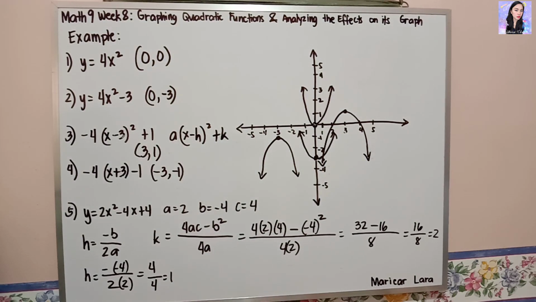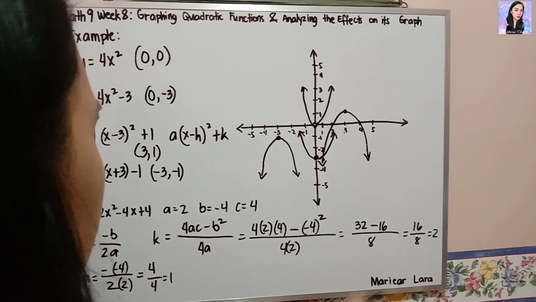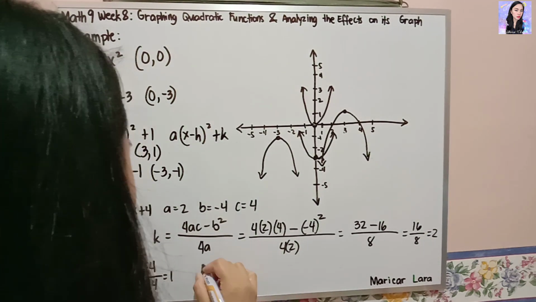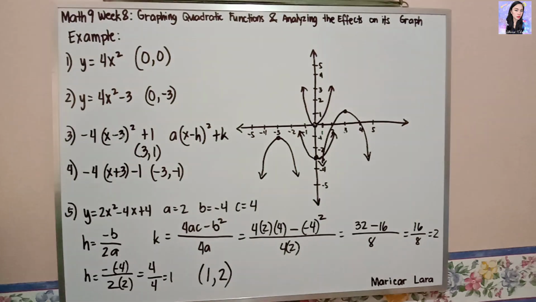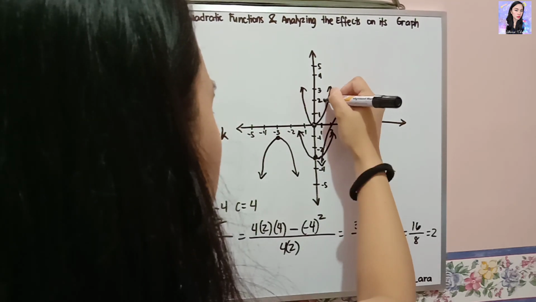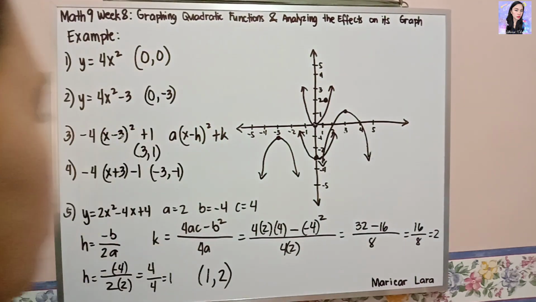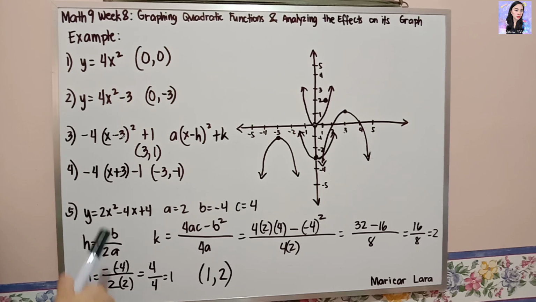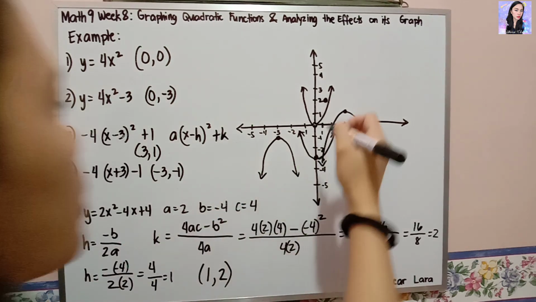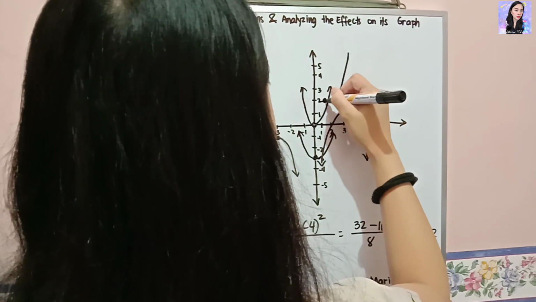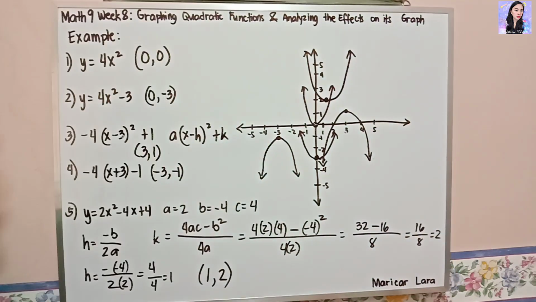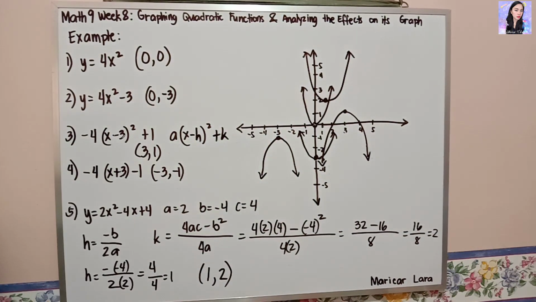So, ang vertex natin, ang h, k natin, ay 1 and 2. Okay, so hanapin natin dito yung 1, ito yung 1, and then up ng dalawa sa tapat ng 2. Sa tapat ng 1 and 2. And then, gagraph natin using upward na parabola kasi positive siya. So, yan na yung ating graph.